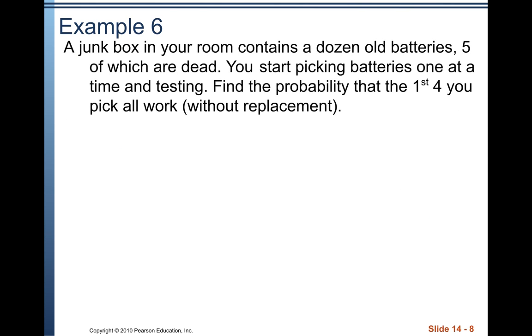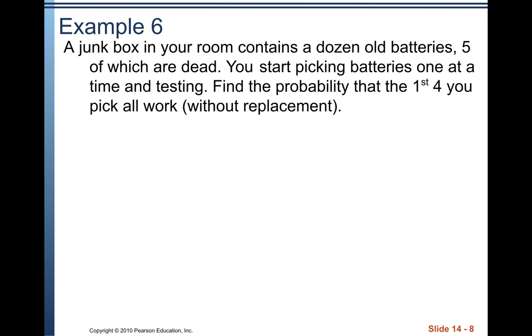Let's look at the sixth example. Now we're going to switch it up. A junk box in your room contains a dozen old batteries, 5 of which are dead. You start picking batteries one at a time and testing. Find the probability that the first 4 you pick all work, without replacement. The key in this case is without replacement, meaning I pick a battery at random from the box, I check to see whether it works, and then I put it off to the side. Then I pick a second battery out of the box, and I test to see whether it works, and then put it off to the side.